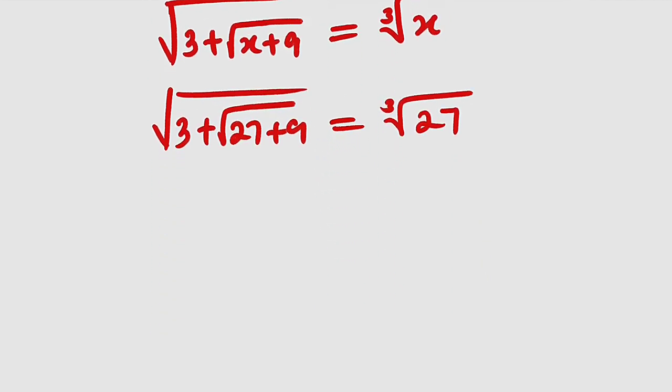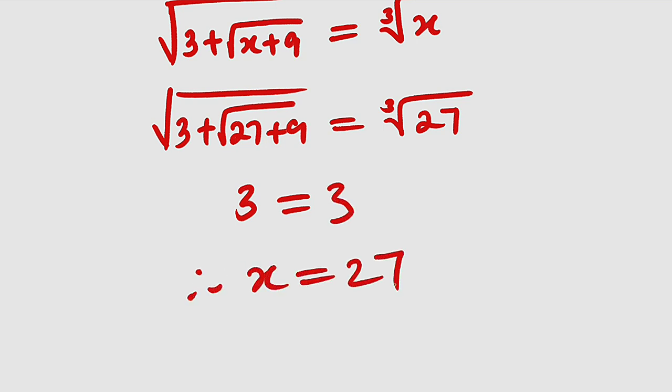If the left and the right hand side are exactly the same, then we conclude that x equal to 27 is a solution. 27 plus 9 is 36. Square root of 36 is 6. And 6 plus 3 is 9. Square root of 9 is 3. So the left hand side is 3. And we know that the cube root of 27 is 3. And hence, x equal to 27 is a solution.